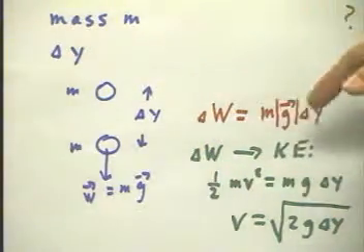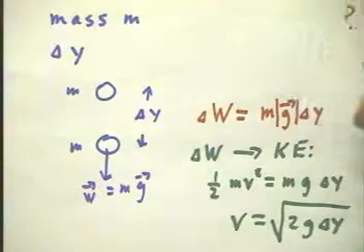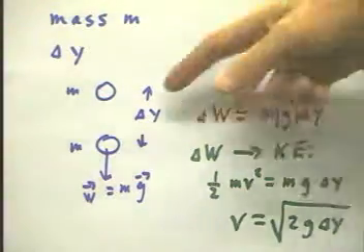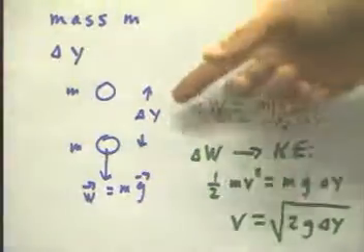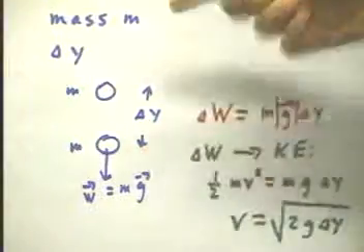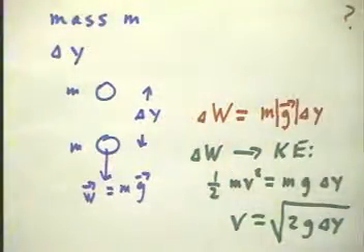So that the work we do is m times the magnitude of the acceleration of gravity, 9.8 meters per second squared, times the delta y. And I'm using delta y pretty ambiguously. I talk about delta y going this way and then going this way. In this case, delta y would be going up. That's the work we put into it.